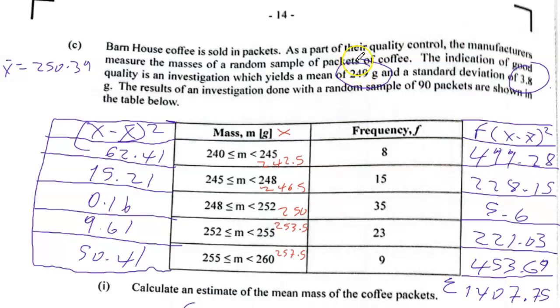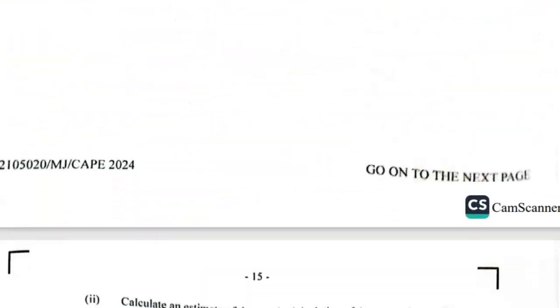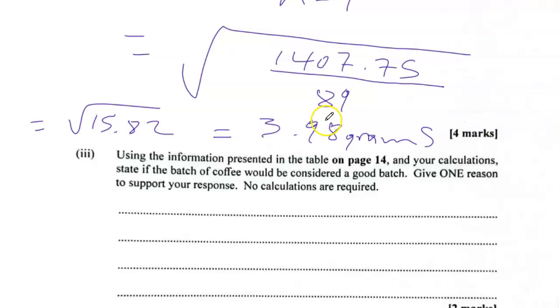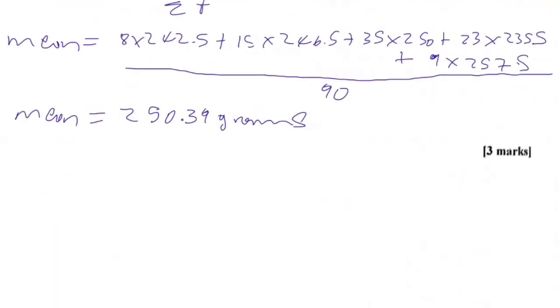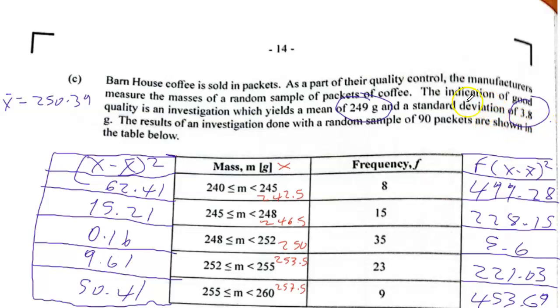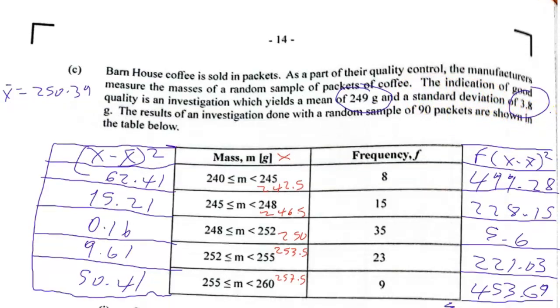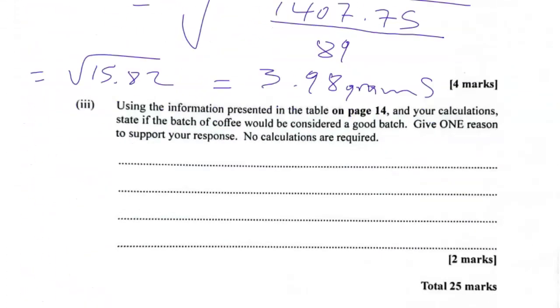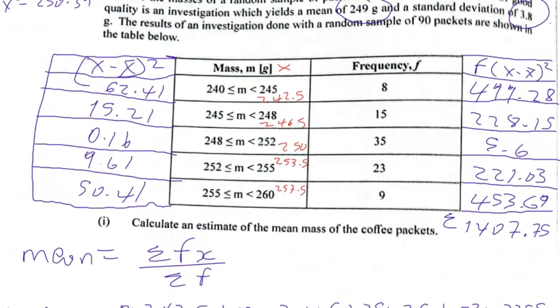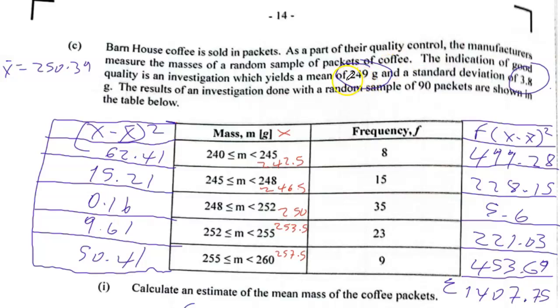249 is pretty close to the mean we calculated in grams, and our standard deviation was 3.98. The acceptable standard deviation was 3.8. I don't think there's a great difference there, so I would conclude that the batch was a good batch. Since the values we calculated didn't deviate or vary too much from what a good batch is meant to be: 249 grams for the mean, 3.8 grams for the standard deviation.